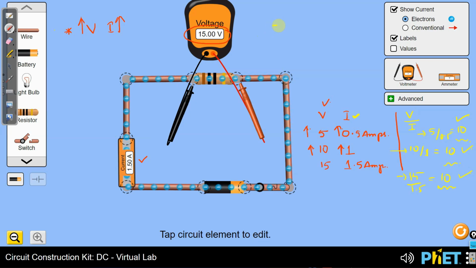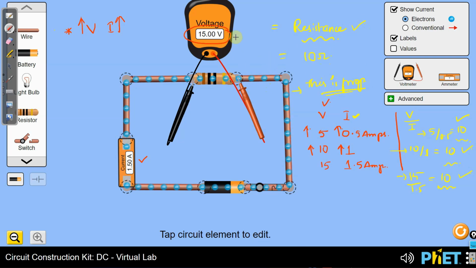Ohm concluded that this value is nothing but the resistance of the material. Ohm says that this value is constant because of the material, and hence this is the property of the material. This is the property of the material, and this property is called resistance, right? What is the resistance of this resistor now? Currently, the resistance of this resistor is 10 ohms.